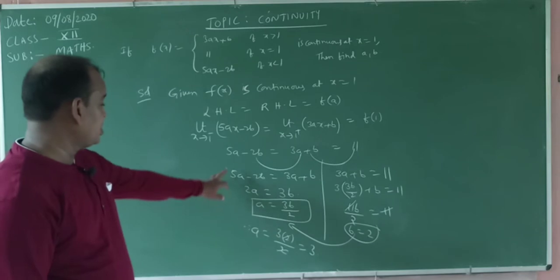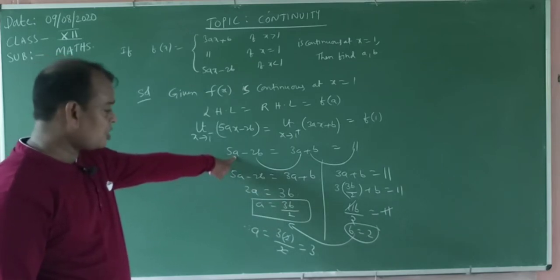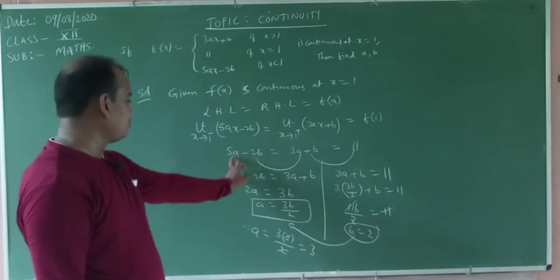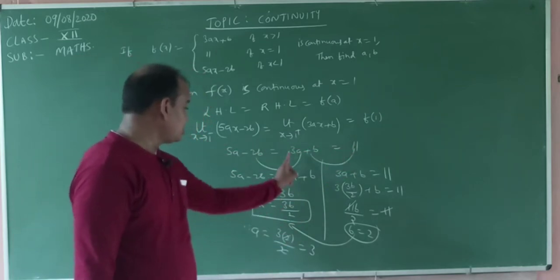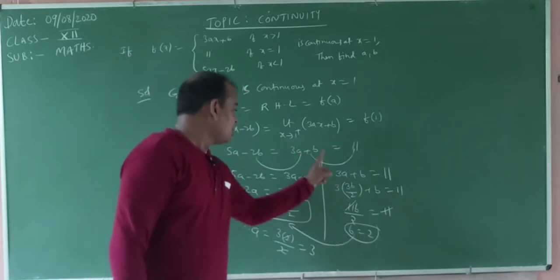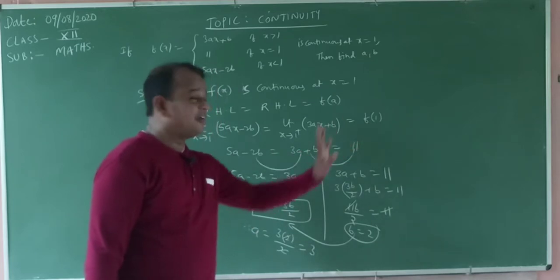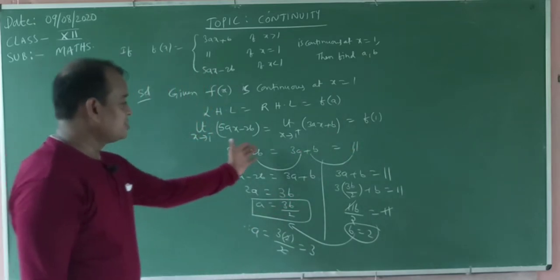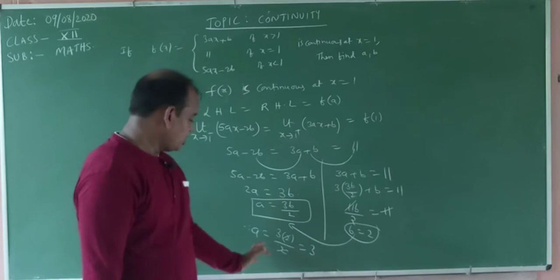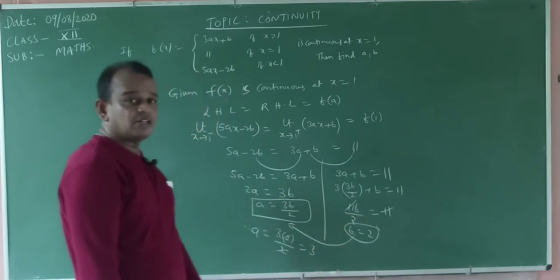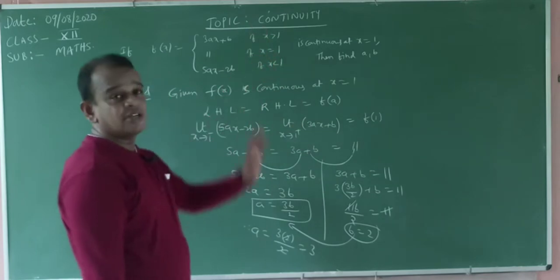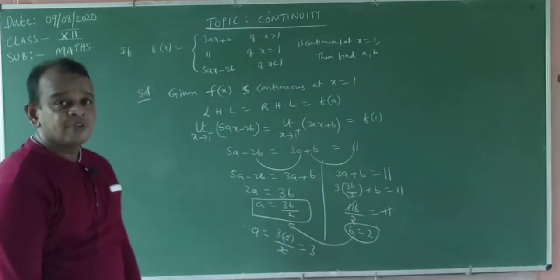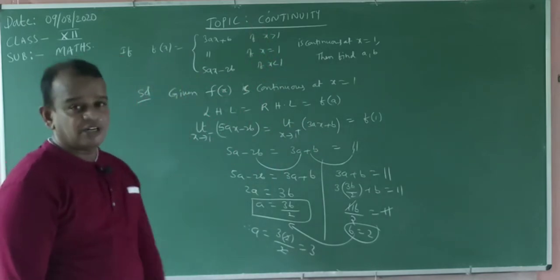Substitute here: A value 3, 5 3s are 15, B value 2, 2 2s are 4. 15 minus 4 is equal to 11. Next, A value 3, 3 3s are 9, 9 plus B value 2, 9 plus 2 equals 11. Yes, this one is equal, this one is equal. When A is equal to 3, B is equal to 2. Therefore, A is equal to 3 and B is equal to 2 when f is a continuous function at x is equal to 1.